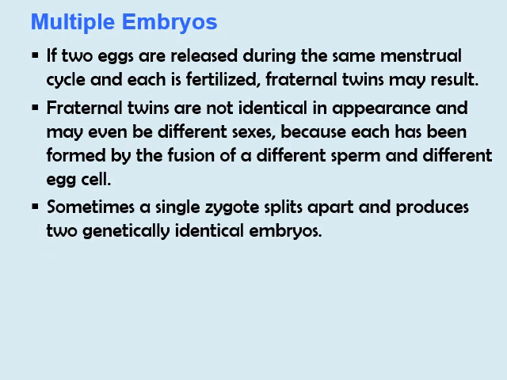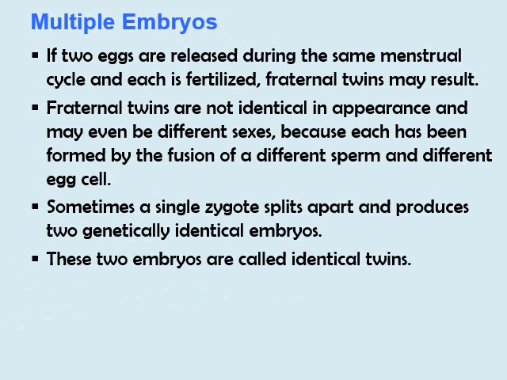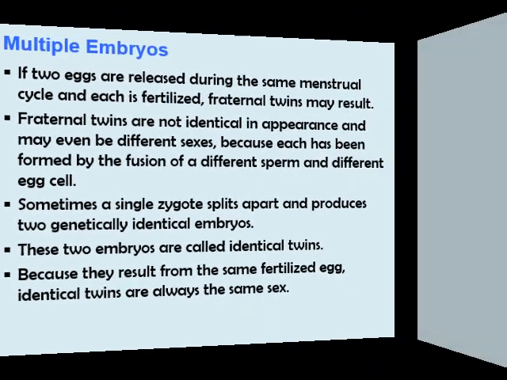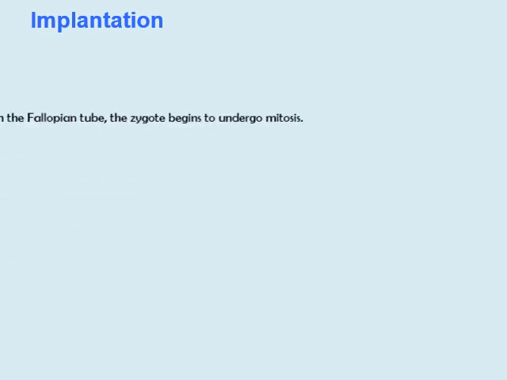Sometimes a single zygote splits apart and produces two genetically identical embryos. These two embryos are called identical twins because they result from the same fertilized egg. Identical twins are always the same sex. Implantation.